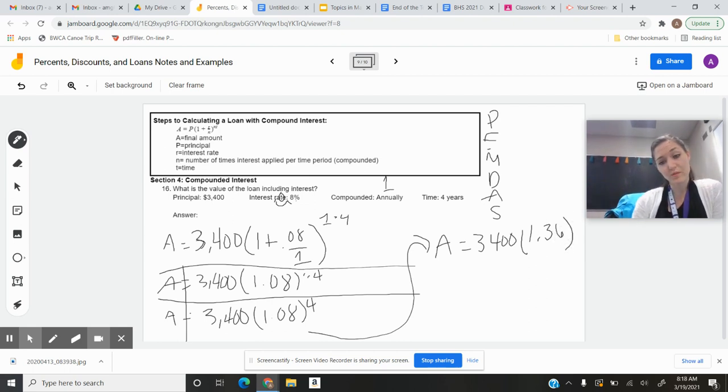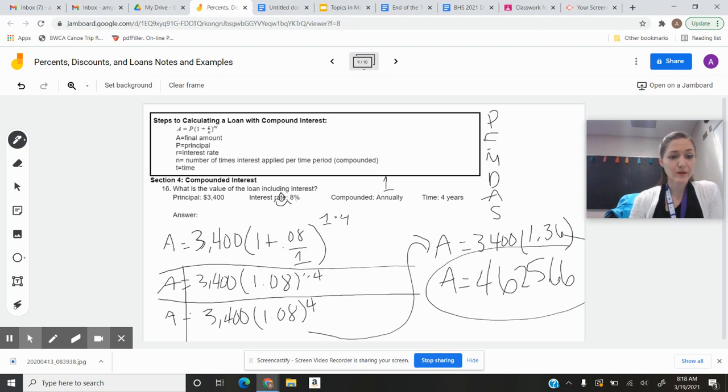All right, now we do our multiplication. We just have to multiply 1.36 times 3,400. And the answer is 4,625.66. All right, so even though that equation looks big, bad, and scary, it's not so bad once you enter all of your information in. If you have any questions or need any help, feel free to ask. Just remember your order of operations as you are solving this equation.